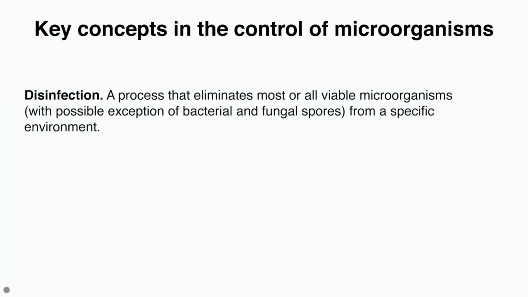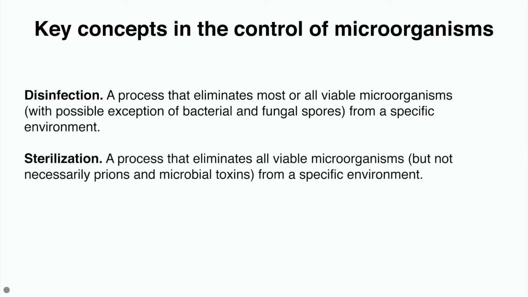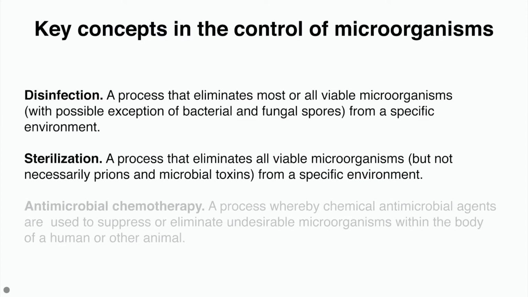Before proceeding to describe individual methods of controlling microorganisms in detail, it is essential to first define some key concepts. Disinfection describes a process whereby most or all viable microorganisms within a given environment are eliminated. However, disinfection methods are typically less efficient at eliminating microbial spores. Sterilization, on the other hand, describes a process whereby all viable microorganisms, including spores, are eliminated. Note that sterilization may still be ineffective at eliminating other undesirable biological agents such as prions and microbial toxins.